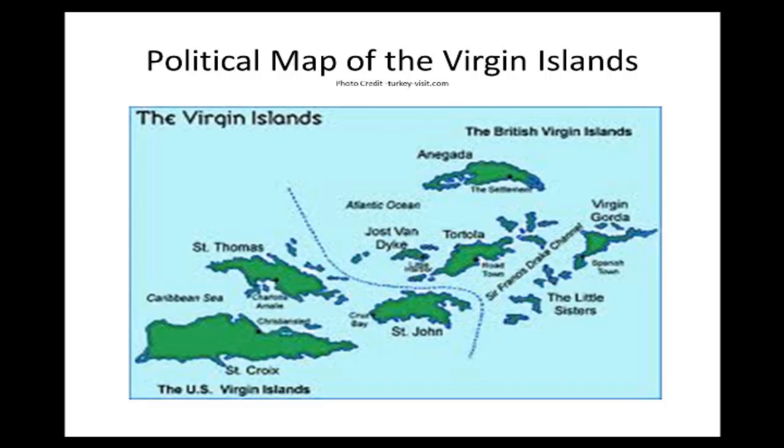This is a map of the Virgin Islands. As you can see, some islands of the Virgin Islands are owned by the British and some islands are owned by the United States. The dotted lines show the boundaries of the two territories. How many islands are in the United States Virgin Islands? How many islands are in the British Virgin Islands? Do you know the water bodies that wash the shores of the Virgin Islands?